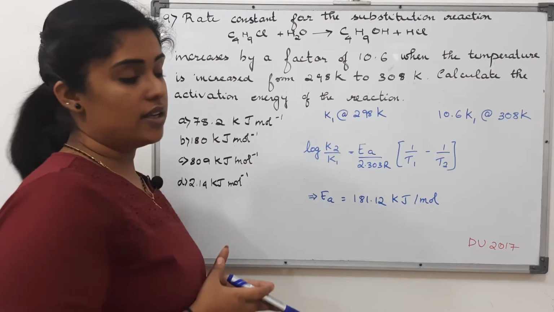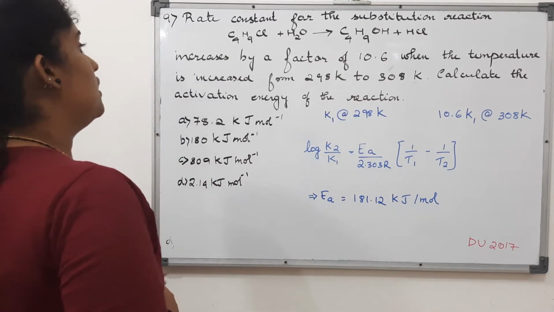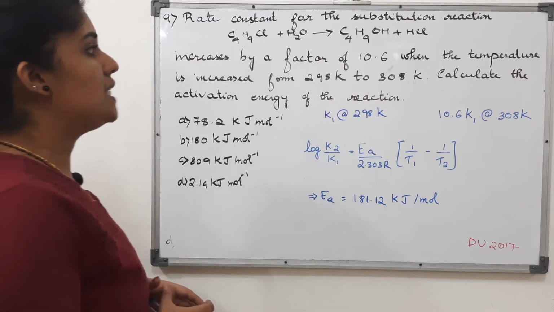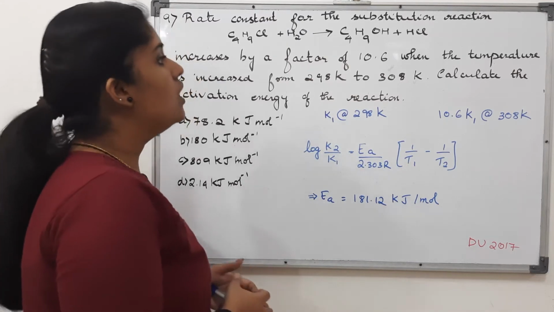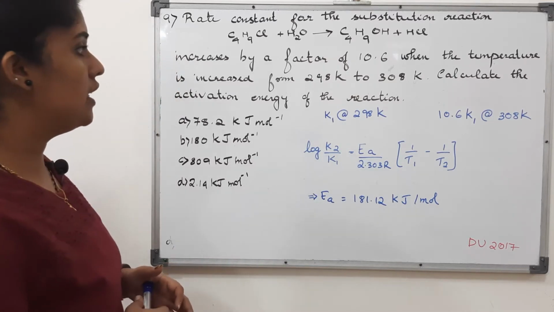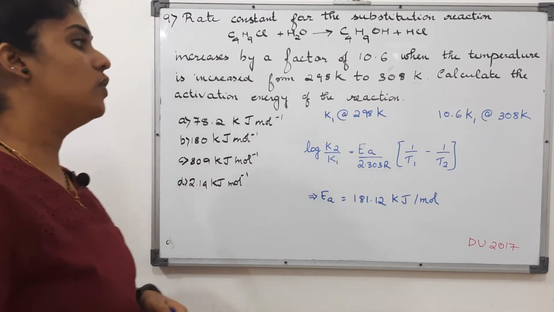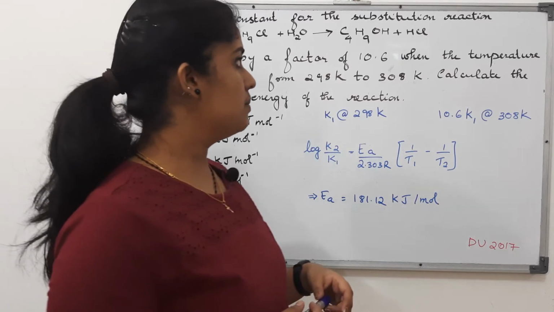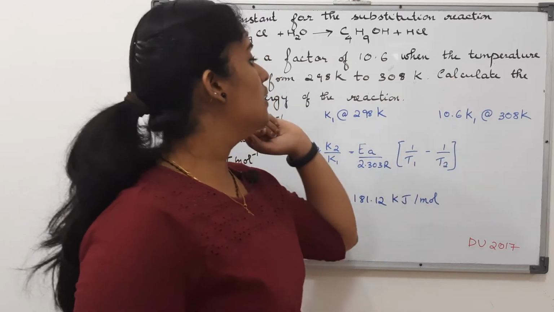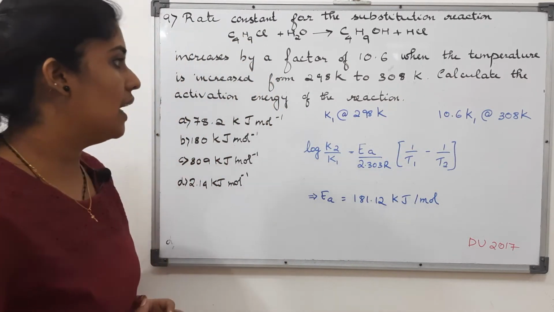Okay. Next one is a DU 2017 question. The rate constant for the substitution reaction increases by a factor of 10.6 when the temperature is increased from 298 Kelvin to 308 Kelvin. Calculate the activation energy for the reaction. So reaction is given and they've told that initially the rate constant was some value K1 at the temperature 298 Kelvin. And they've told that this rate constant increases by a factor of 10.6. So at 308 Kelvin, the rate constant is 10.6 times K1. Okay. And they have asked us to calculate the activation energy.